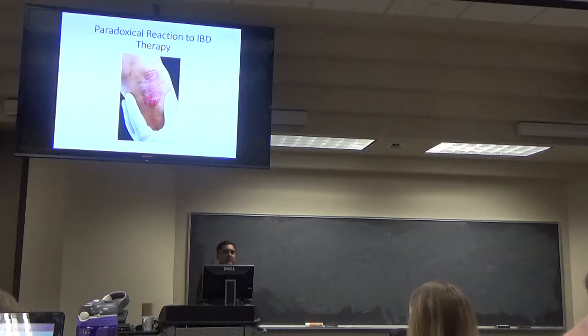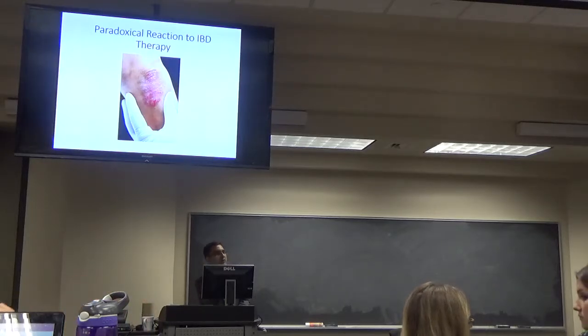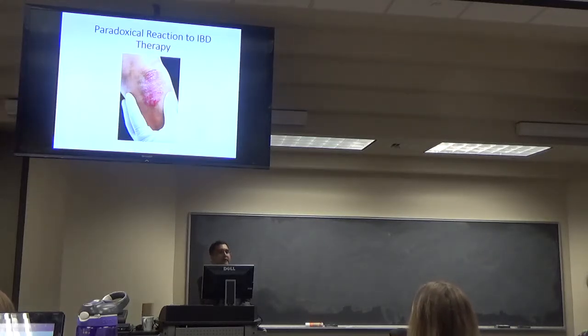You don't need to remember this at all. This is very complex, but I want to introduce this concept where the drug which is used to treat psoriasis can also cause psoriasis as a paradoxical reaction. Humira, an anti-TNF drug, is used to treat psoriasis. Remicade, which is infliximab, is used to treat psoriasis. But in Crohn's and colitis patients, it can cause psoriasis. So it's called a paradoxical reaction to an IBD therapy.